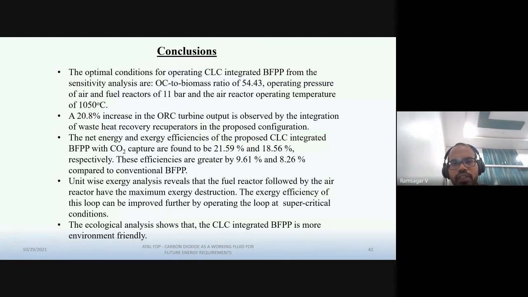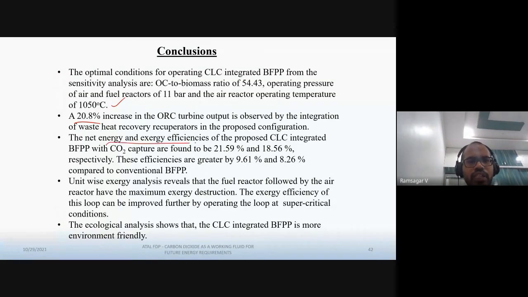And these are the conclusions. We first found optimal conditions, important operating conditions, for the CLC integrated biomass fired power plant. As we fine tune, the efficiency is also increased to a high value. And about a 20.8% increase in ORC turbine output is observed as we extracted heat using a recuperator.